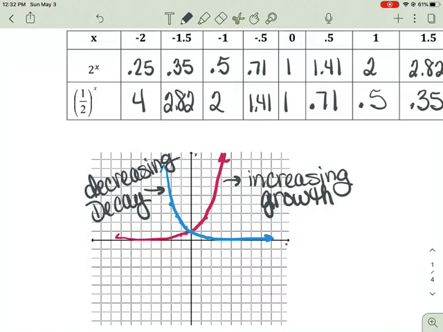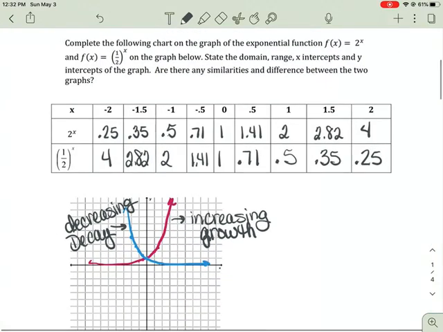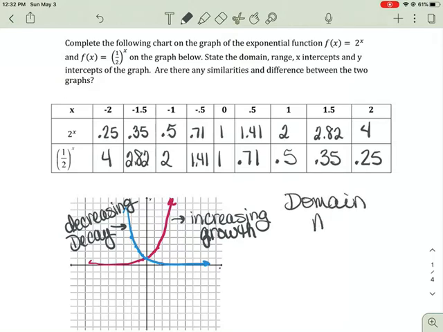So there's a lot of applications that we're going to look at with our exponential models. All right, so let's take a look. I asked you to find domain and range. If you noticed, we could put any numbers into the function, so our domain is going to be all reals.